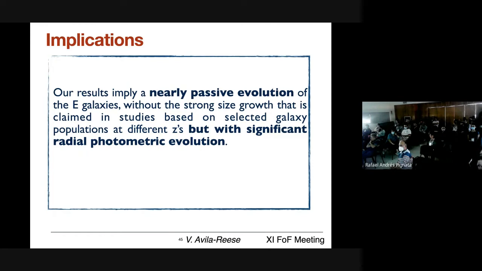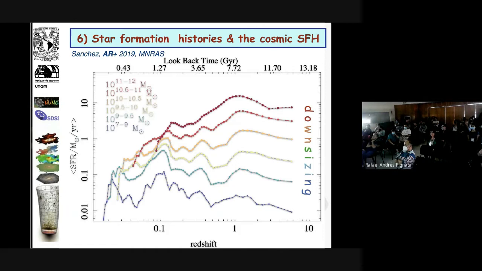But there is a lot of photometric evolution. The galaxies are inside-out quenching, and are growing in the outer parts. All this causes the light profile to be very different from the mass profile, let's say. So just to finish, a few words about the global star formation histories.